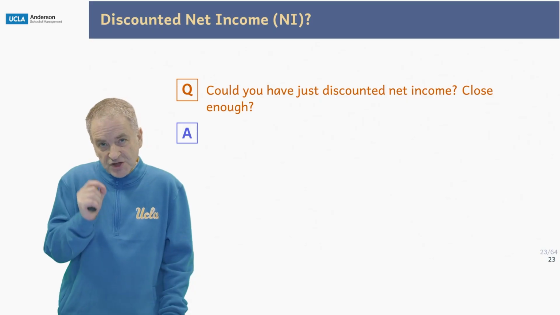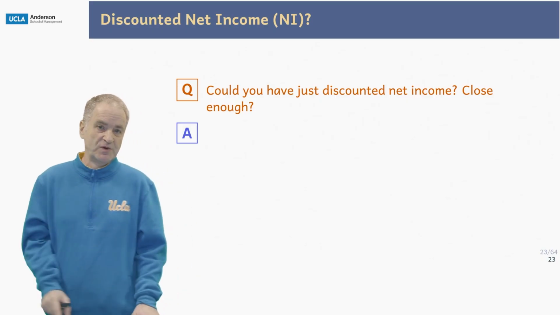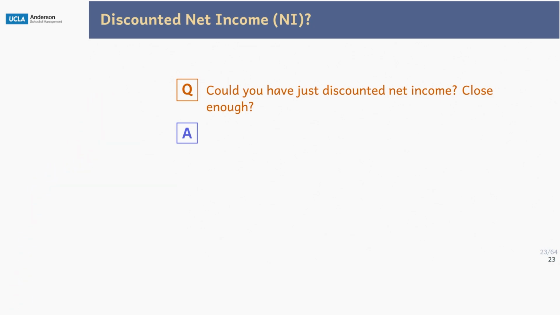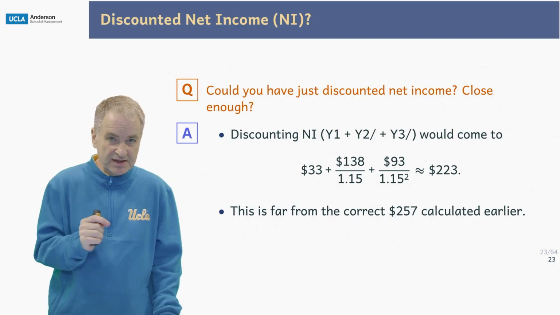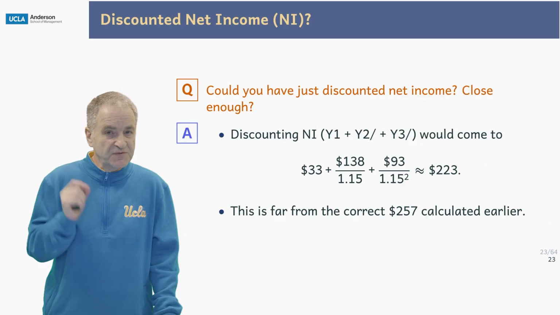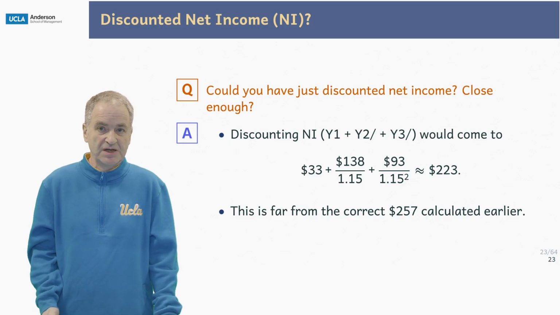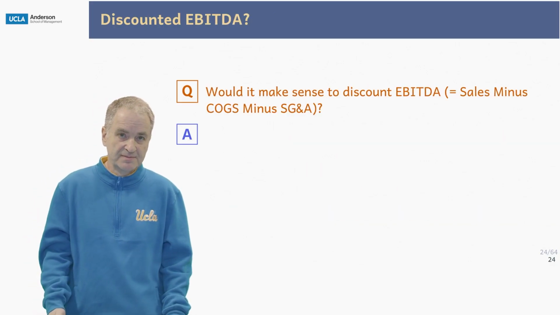Now, could we have just discounted net income? Would that have been close enough to the cash flows that we use? Please pause this video now, answer the question on a piece of paper, and then continue. Well, if we had discounted net income, what we would have gotten is $223. That is far from the correct $257 calculated earlier. So discounting net income is a no-go for cash flow analysis.